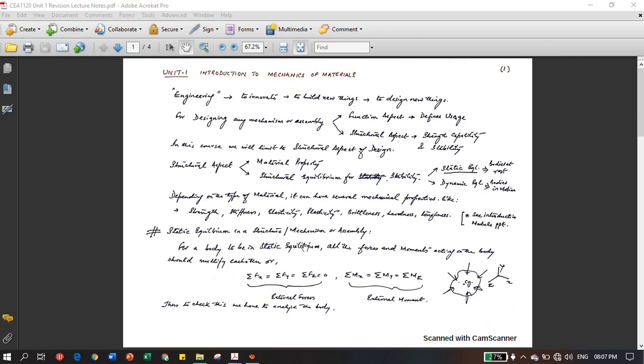For that, all the forces in the x, y, z directions and all the moments acting about those directions should satisfy: sigma Fx is equal to 0, sigma Fy is equal to 0, sigma Fz is equal to 0, and all the moments should be 0. In other words, all the forces and moments are nullifying each other, so that the body is at rest and not moving anywhere. You have to check the body first, and only if your body is at rest can you apply the equilibrium equation here.